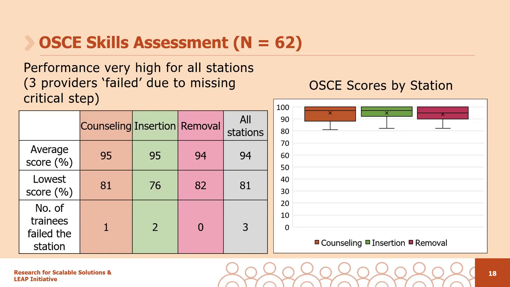Also, we noticed there were some failed steps. This was basically most of the providers that failed one or two critical steps along the way. The average score in the counseling session and insertion was about 95, while that of the removal was about 94. But from what we see in the results, there was more variation in the scores in the counseling compared to insertion and removal. So this provided an area of concentration for us while reviewing this training package for the scale up. Next slide, please.